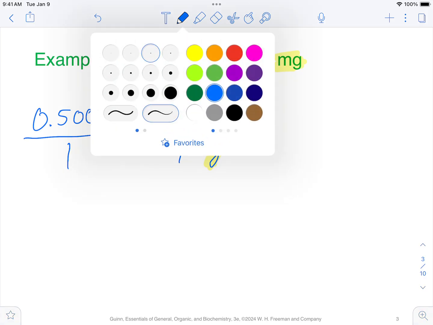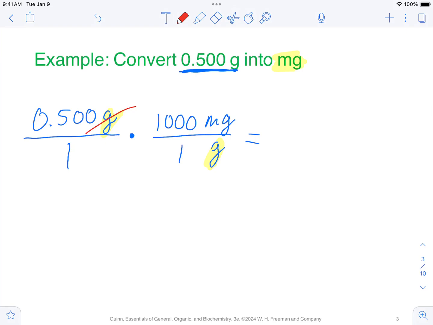Now what happens is this gram on top and this gram on the bottom will cancel out. So notice what unit we have left over, milligrams. Notice what unit we want, milligrams. And now we can just type this in our calculator or just move the decimal point over 3 spots because it's 1,000, and we get 500. milligrams. And if you don't know why that point is there, refer to your significant figures. There are 3 significant figures here, so we need that decimal point. Without that decimal point, we'd only have 1 significant figure.